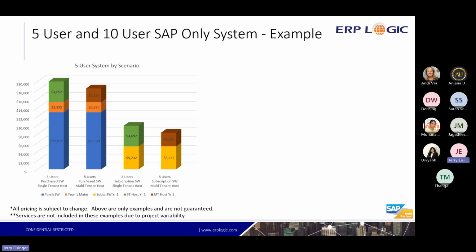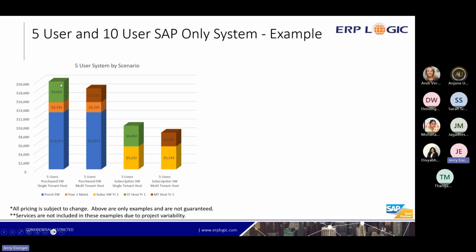So what we have here is we're going to provide 4 different examples of different sizes of implementations. So here we're looking at a 5-user implementation, and we have 4 different scenarios that we're presenting down here. So the first one is 5 users, purchase software, single tenant hosting. And so if we look at that, we're basically saying to buy the 5 users, you're looking at roughly $12,971 in one-time software purchase amount, and the annual maintenance of $2,335, which is roughly, again, 18% of this number. And then the single tenant hosting for those 5 users is $4,692 annually.